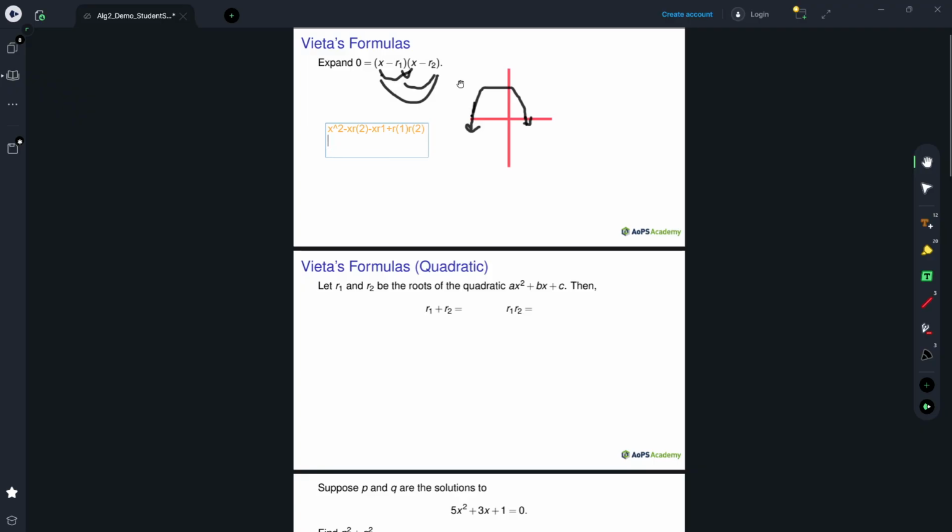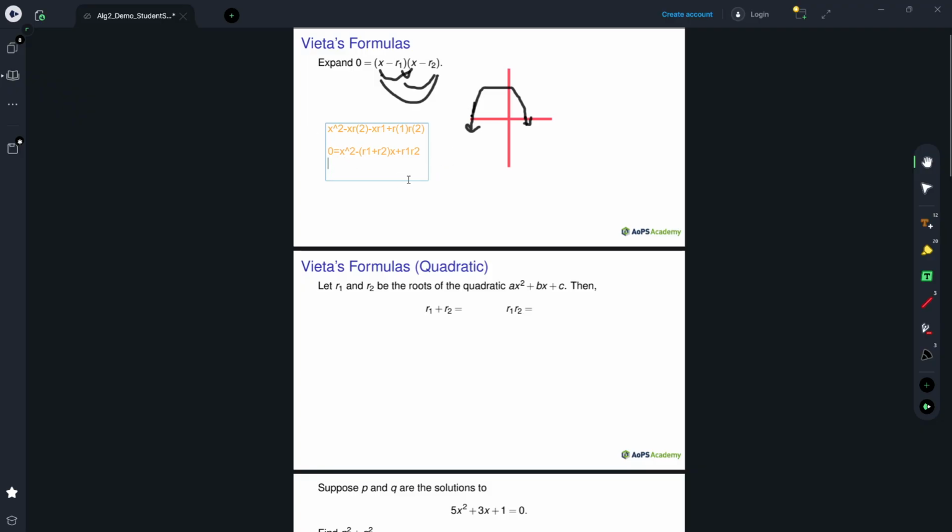Okay, so let's factor out the x in the second and third term. So we get x squared. Oh, we forgot to write the 0 equals. So 0 equals x squared minus (r1 plus r2), because both of those are negative, times x, because there's an x in both. Then plus r1 r2. So let's note a couple of things here.